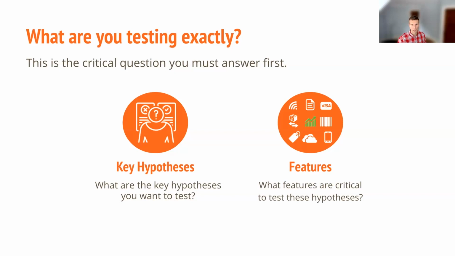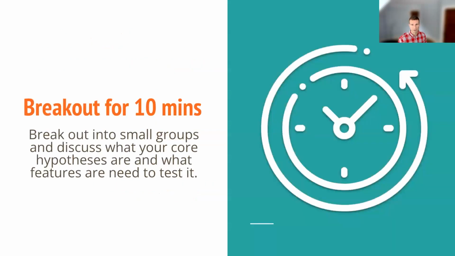Okay, so let's go ahead and break out for a little bit. Let's do a 10-minute breakout, small groups, and discuss with your group. We'll come back to the main group and we'll talk together about what the main hypotheses are and the features that you would need in a small prototype to achieve this.